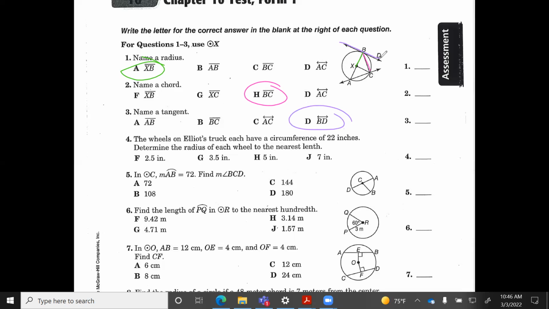All right. Let's go to number 4. The wheel on Elliot's truck has a circumference of 22 inches. Determine the radius of each wheel to the nearest tenth. So there's a couple formulas that we use for circumference. There was circumference equals 2 pi r, or there was circumference equals diameter times pi. So depending on whether they give you the radius or the diameter, depends on which one you want to use.